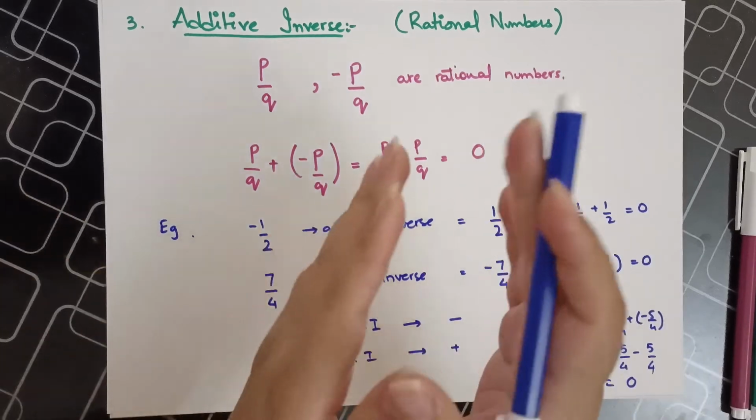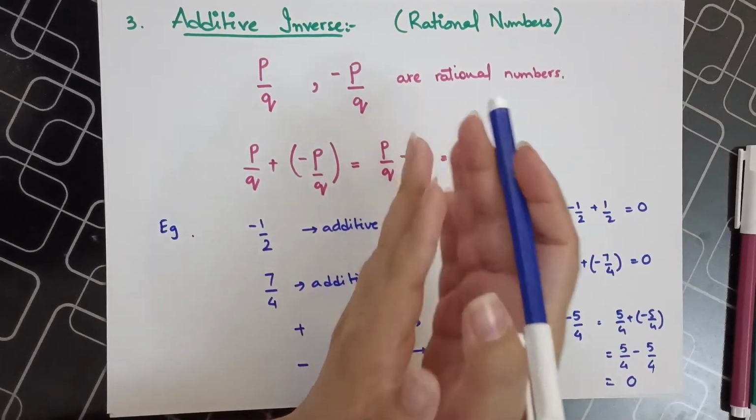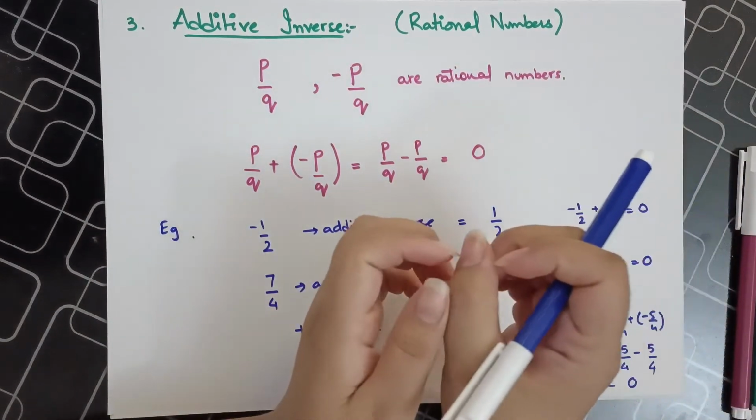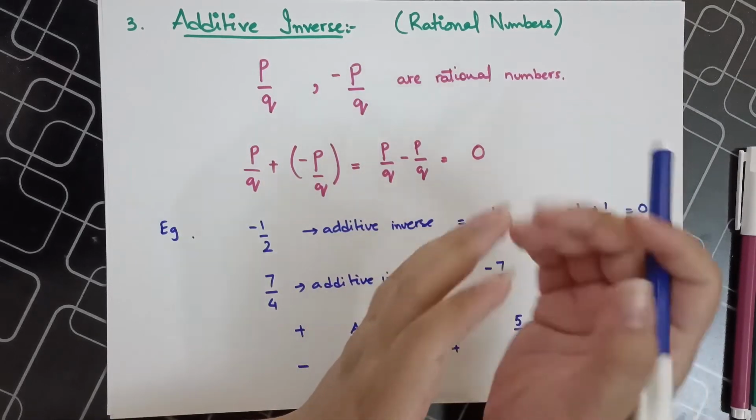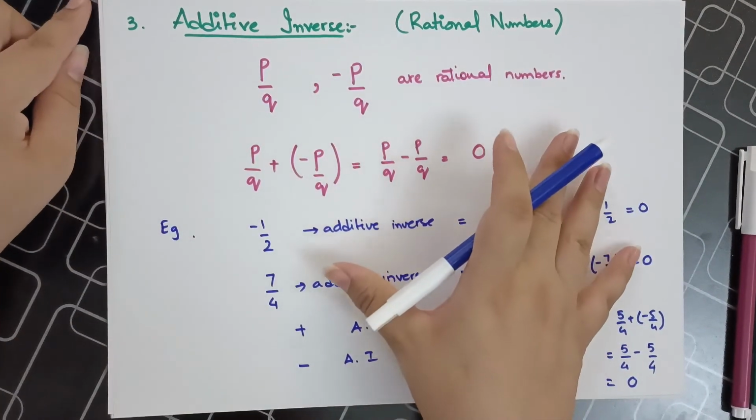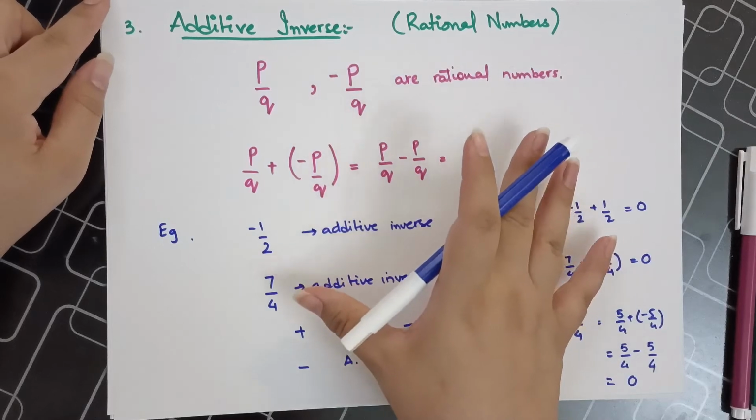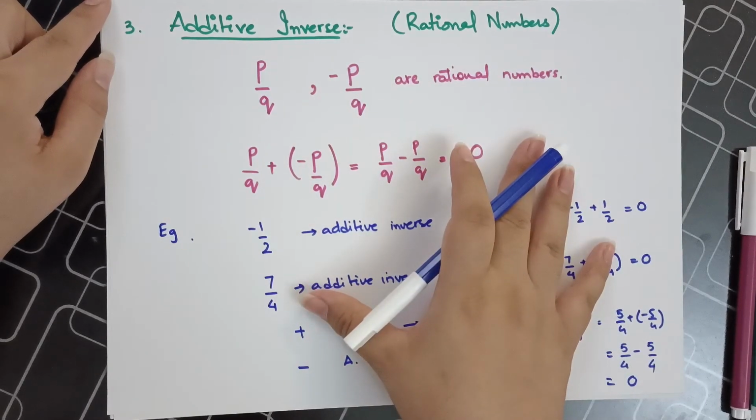Okay, so this was today's lecture. It's a very small topic from rational numbers. I hope you understand it well. I'm going to explain further topics, further operations of rational numbers, in my next video.